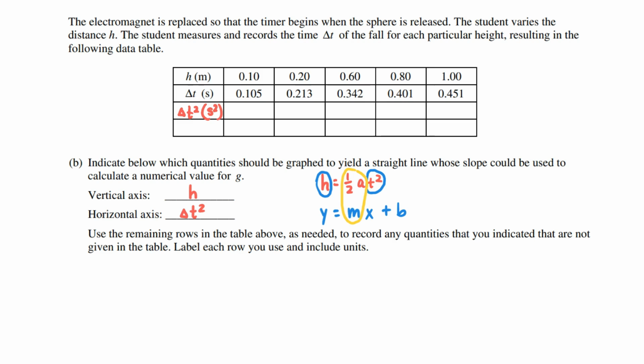And in that row I'll square each one of the numbers from the time row, and I'll get 0.011, 0.045, 0.117, 0.161, and lastly 0.203. The reason we're doing this is because in the next part of the question we're going to be asked to create the graph. And when I make that graph, I'll be looking at these two rows: the heights and the time squareds.